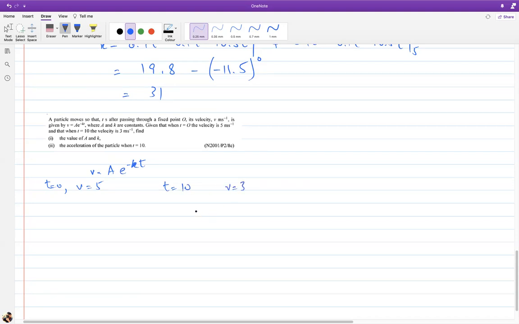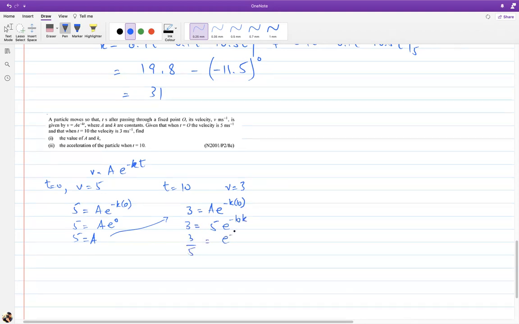Okay, so we have some leeway. So let's apply this. When t is 0, it becomes a e to the power minus k times 0. And when t is 10, this becomes 3 equals a e to the power minus k times 10. All right, from over here, we can see that this becomes a e to the power 0, which means 5 is equal to a, because e to the power 0 is 1. You can plug that in there, and you'll get that 3 is equal to 5 e to the power minus 10k. I get 3 by 5 here. This is e to the power minus k times 10, sorry.